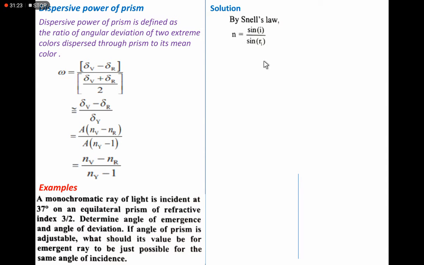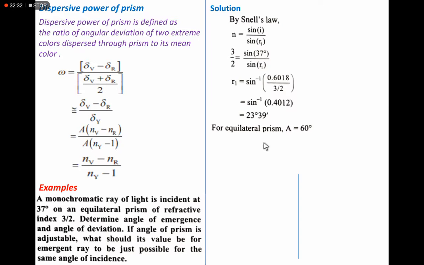By Snell's law, n is equal to sine of angle of incidence over sine of angle of refraction at the first refracting surface. Here the refractive index is given and the refracting angle is given, so we can find the angle of refraction at the first surface. So we write sine of 37, which we find from the logarithmic table. Sine 37 is 0.6018, and n is 3 by 2 as it is. So sine r1 is 0.4012 if we solve this. If we find the angle which relates to this mantissa, r1 is equal to 23 degrees 39 minutes.